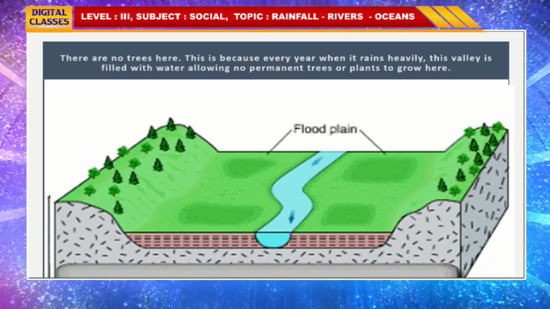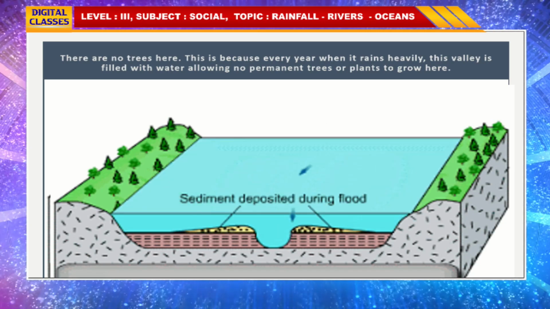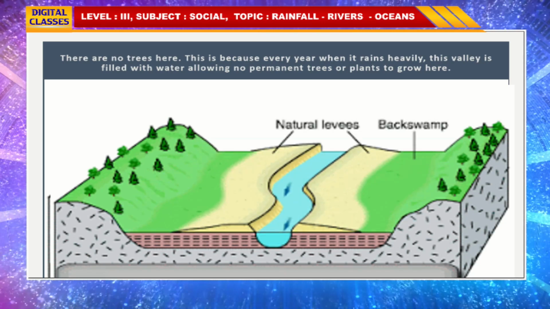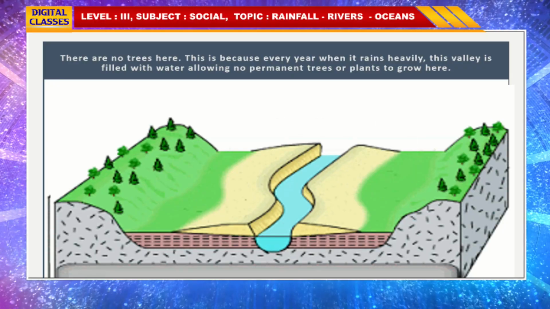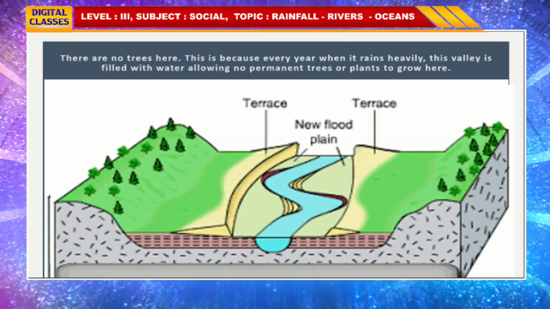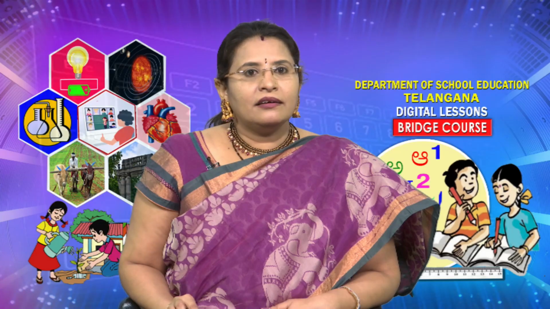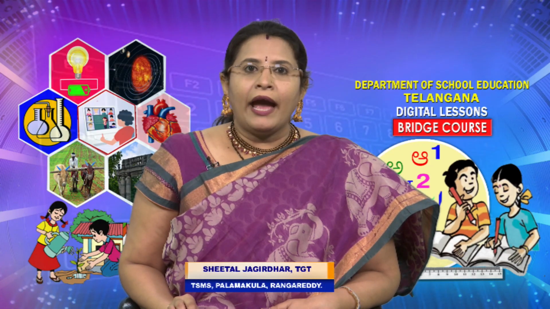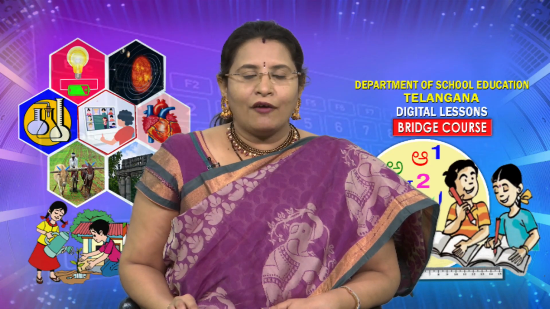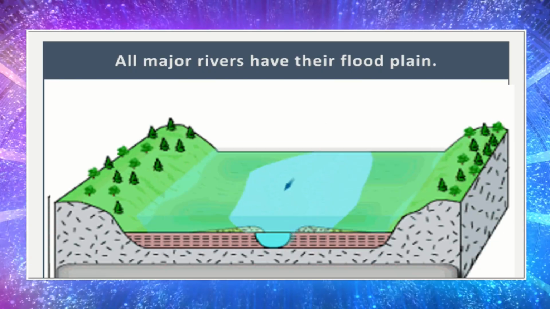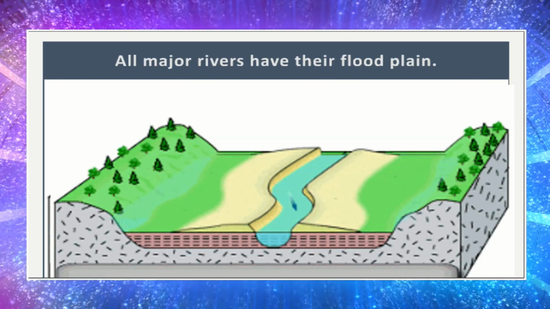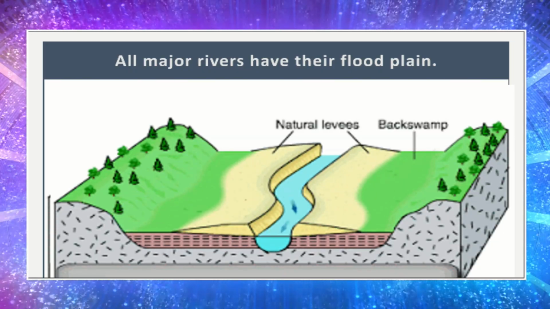There are no trees here. This is because every year when it rains heavily, the valley is filled with water, allowing no permanent trees or plants to grow here. And this treeless bed is called the floodplain of the river. All the major rivers have their floodplain. Now this is about the floodplains which are near the rivers.